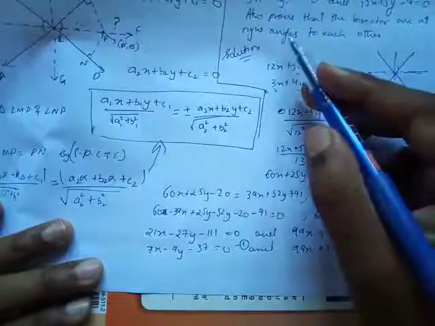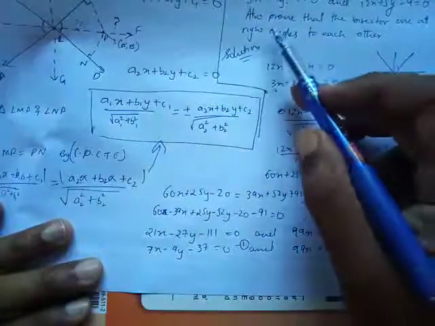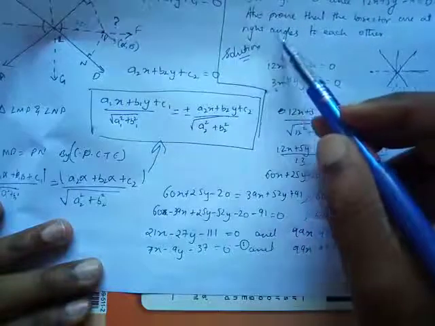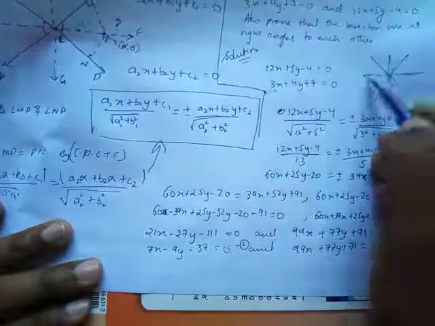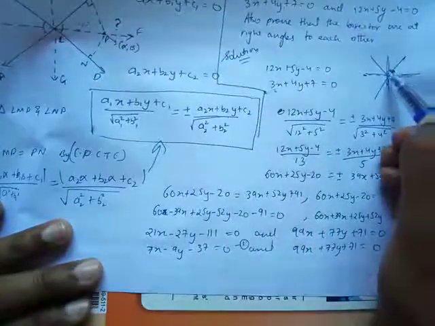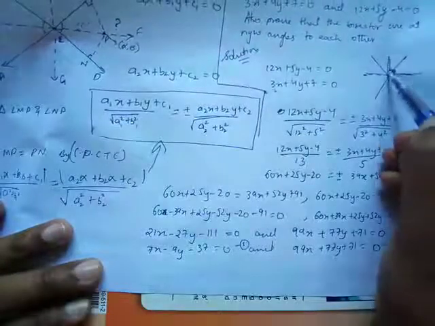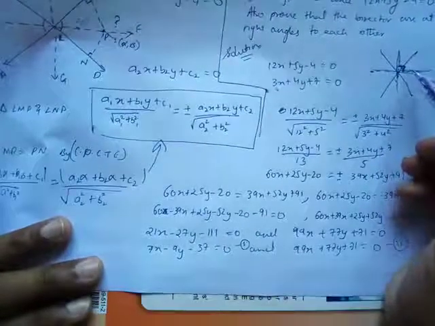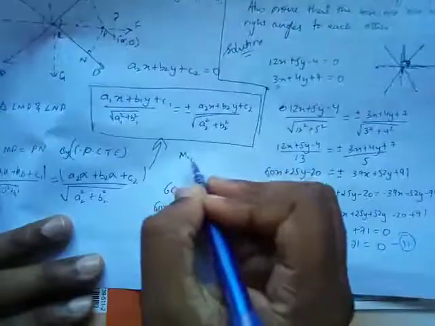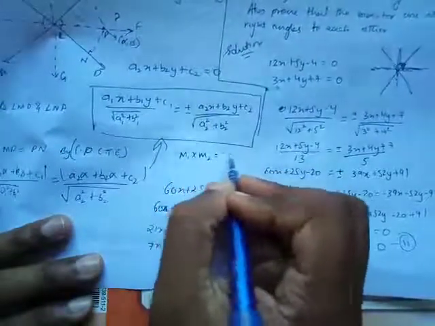Now I have to prove that these are bisectors, and also prove that the bisectors are at right angles to each other. I have to prove that these bisectors make 90 degrees with each other. How to prove? इन दोनों की इक्वेशन लूंगा और इन दोनों की स्लोप चेक करूंगा. जो स्लोप होनी चाहिए वो m1 इंटू m2 मेरे कितना आना चाहिए, -1 आना चाहिए.